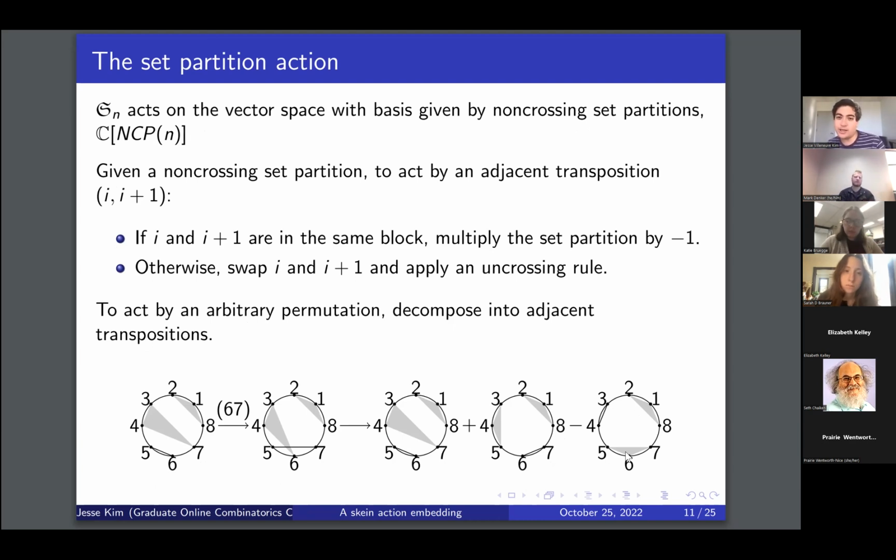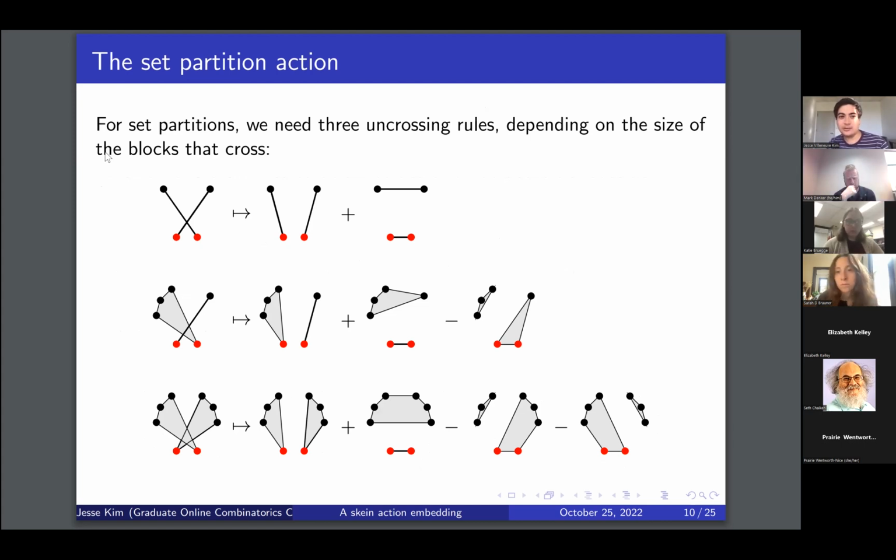Then to do this in general for any permutation, you first write your permutation as a product of adjacent transpositions and apply this adjacent transposition rule to each of them. That's why these 3 rules are all we need, even though in the set partition world blocks could potentially cross in much more complicated ways. Like you could have a block that crosses here and then crosses again over here and comes back. But if we only do one transposition at a time, starting non-crossing, we can only get blocks that cross in one of these 3 ways. So that's why these 3 rules are enough.